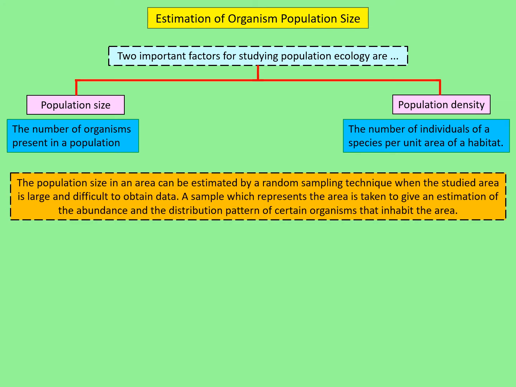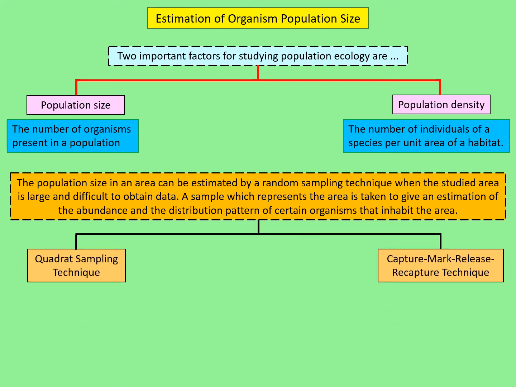The population size in an area can be estimated by random sampling techniques when the study area is too large and difficult to obtain data from. A sample which represents the area is taken to give an estimation of the abundance and the distribution pattern of certain organisms that inhabit the area. There are two sampling techniques we learn in these lessons: quadrat sampling technique, and capture, mark, release, recapture technique.